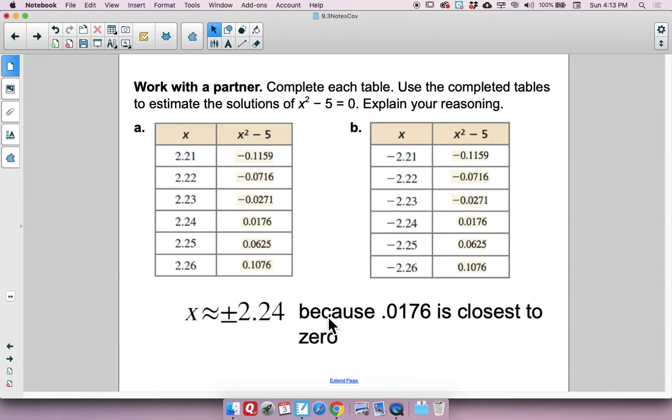It's a little bit less, but definitely more than 2.23 or negative 2.23, because this value is the closest to 0 of all of these, right? This one would be second closest, third closest, fourth closest, fifth closest, sixth closest, and obviously the same numbers over here.